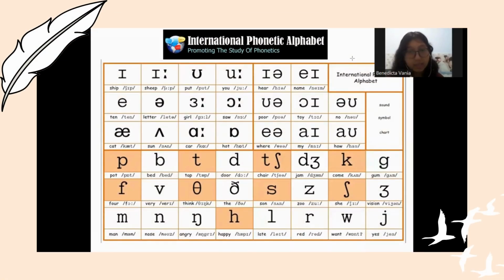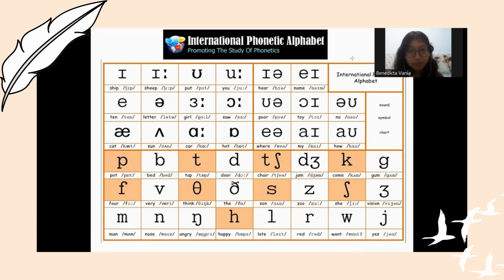Now let's take a look at this table over here. Don't you worry, I'm going to explain everything in the table. But first, we're going to talk about vowels. There are short vowels and long vowels. Then we also have diphthongs. Diphthongs are sounds formed by the combination of two vowels in a single syllable in which the sound begins as one vowel and moves towards another.